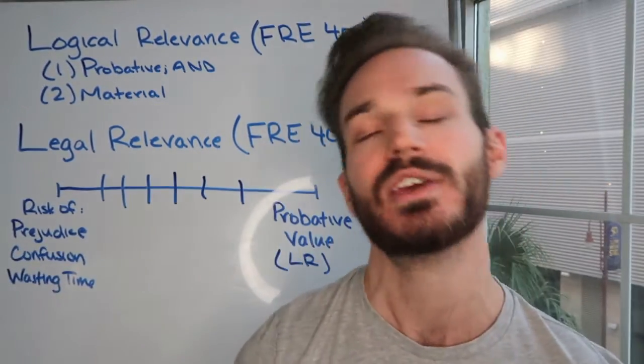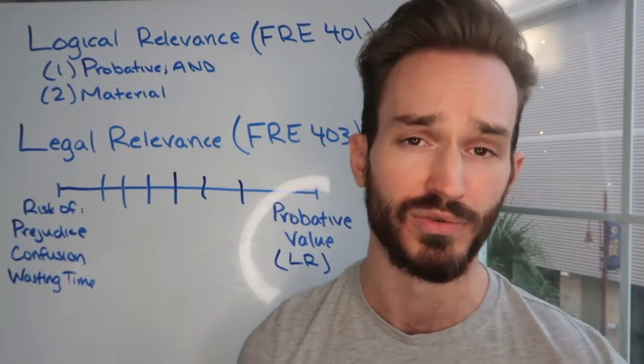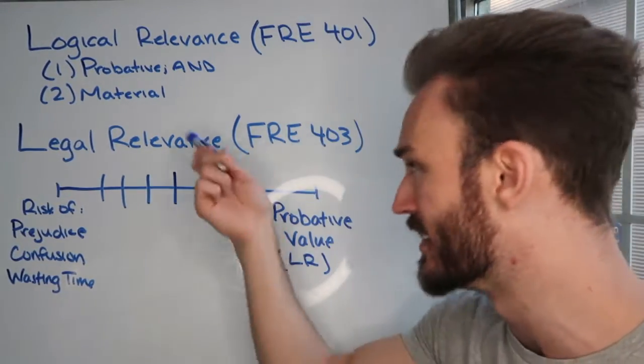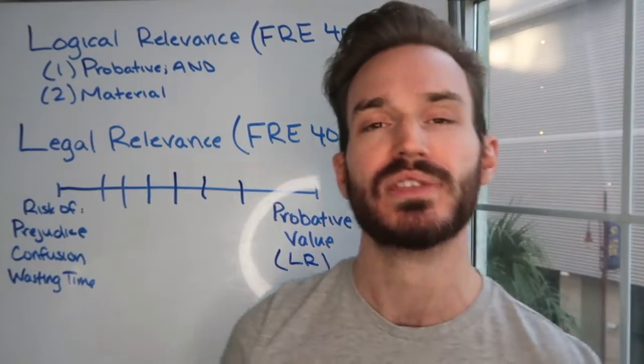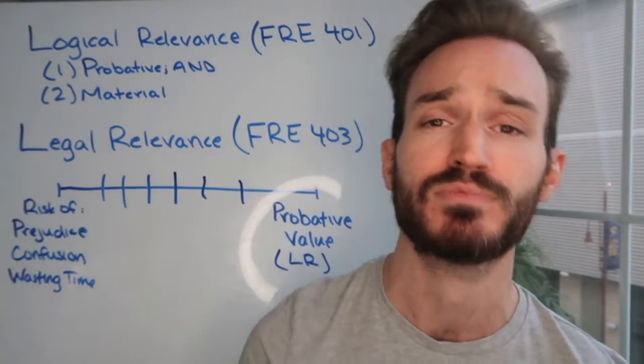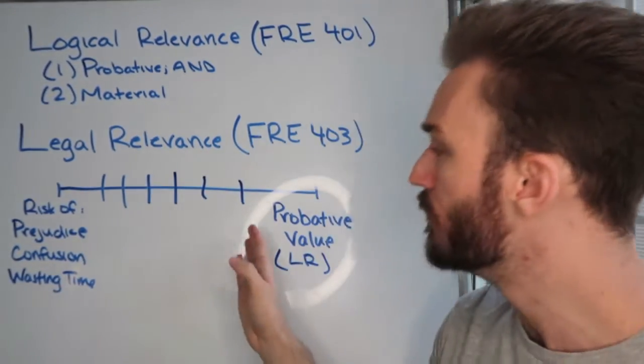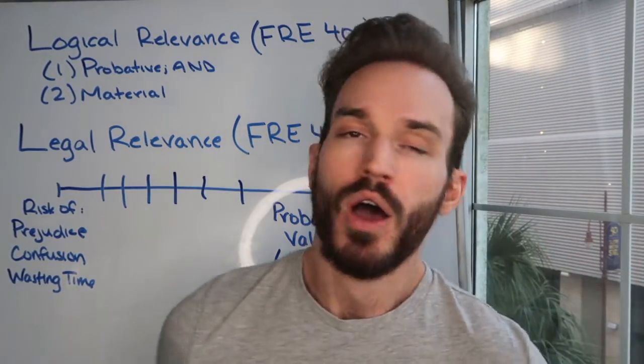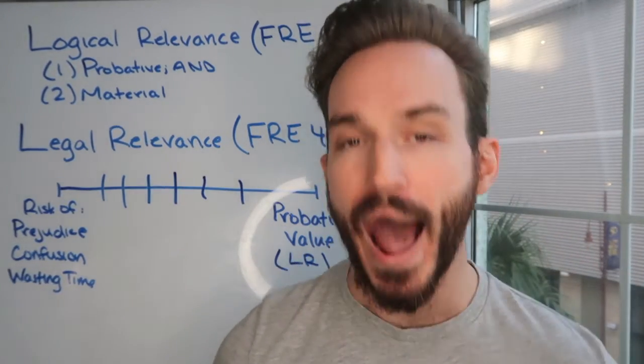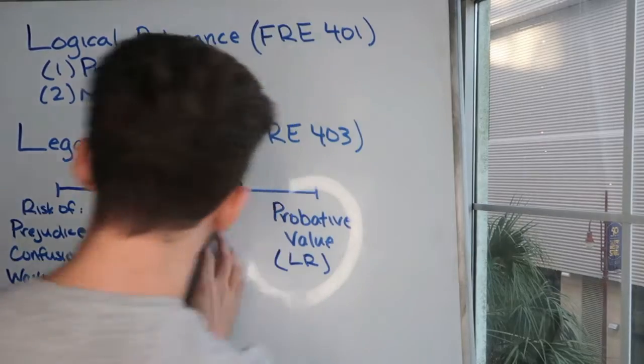We don't need 50 photos of the same injury to establish that this injury happened, which would be the test under logical relevance: making a fact more or less probable. So what this gets at is that 403 is a balancing test. And the key here is to remember this spectrum.